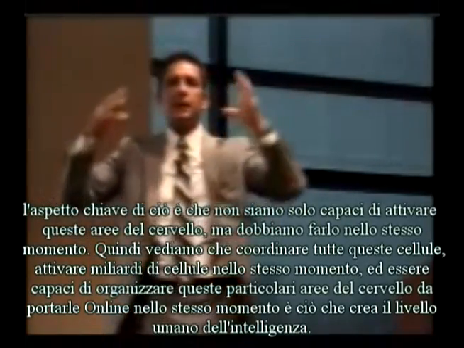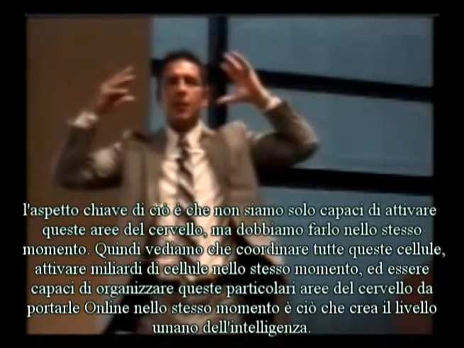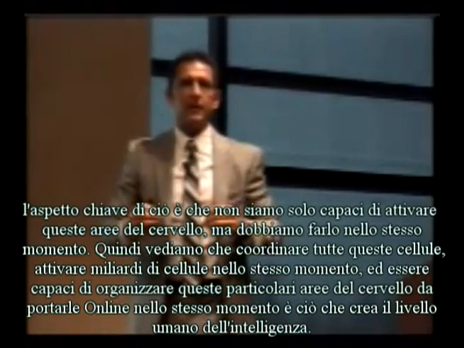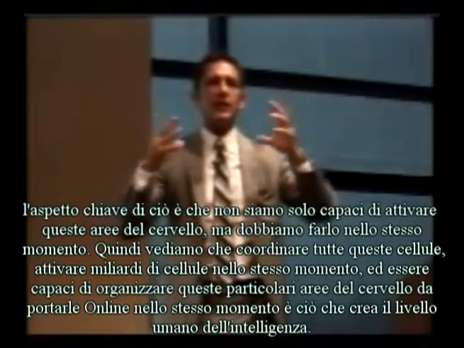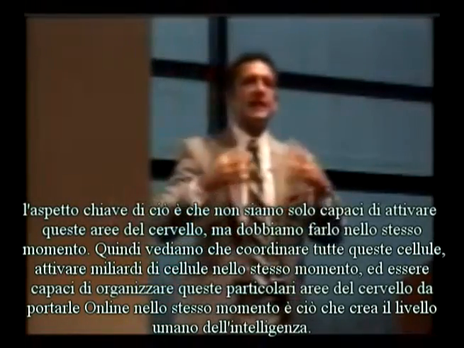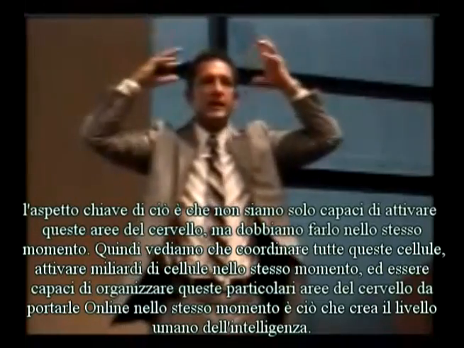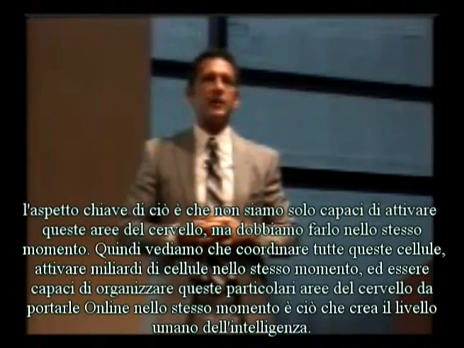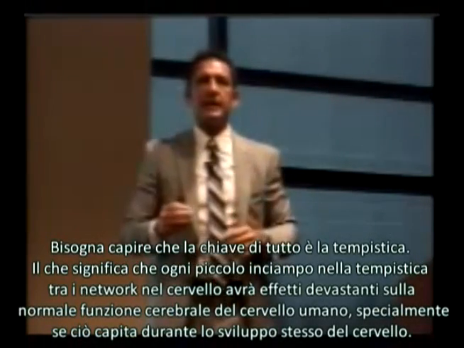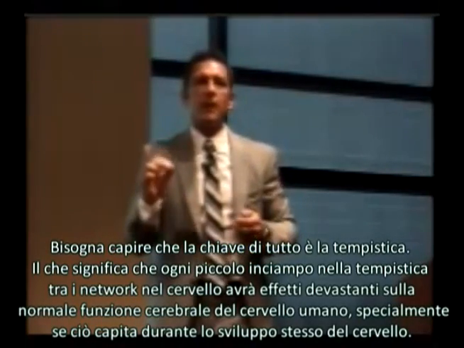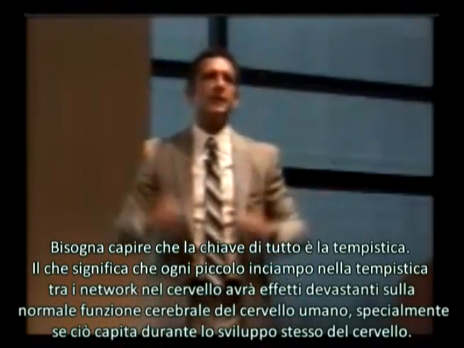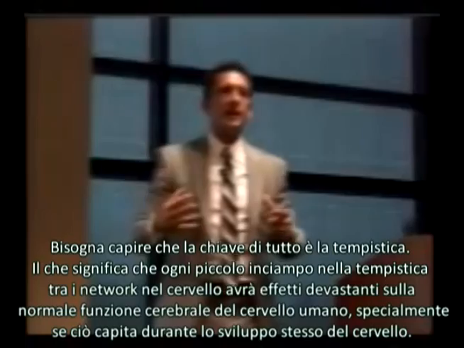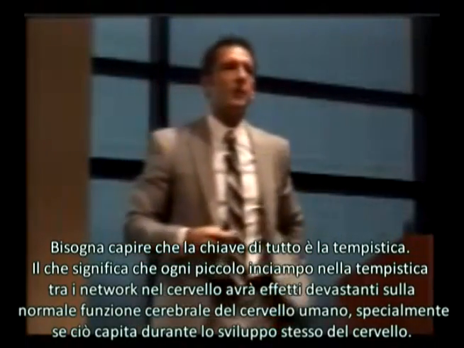The key to that, though, is not that we're able to just activate these areas of the brain, but we have to bring these areas online at the exact same moment of time. Coordinating billions of cells to become active at the same moment, and organizing these different areas of the brain to come online at the same time, is what creates the human level of intelligence. But the key to this is timing, meaning any little disruption in timing between networks in the brain is going to have a devastating effect on the brain's ability to function normally, especially if it happens during development of the brain itself.